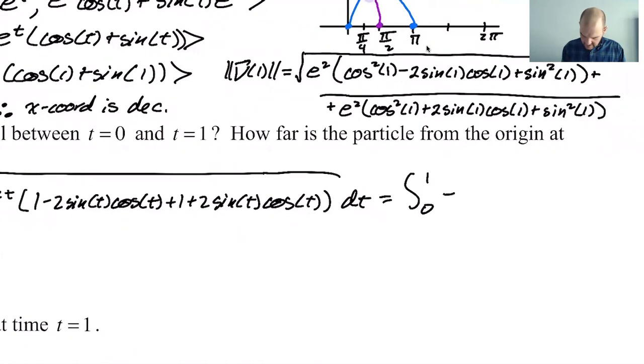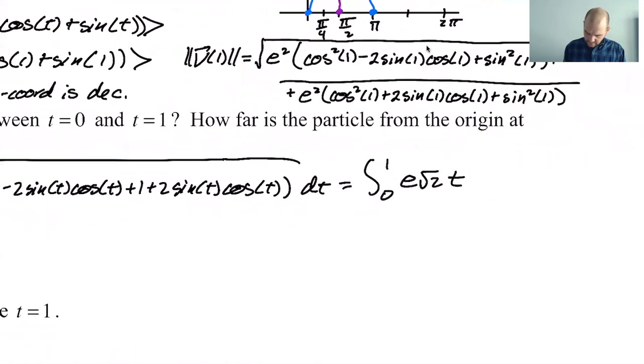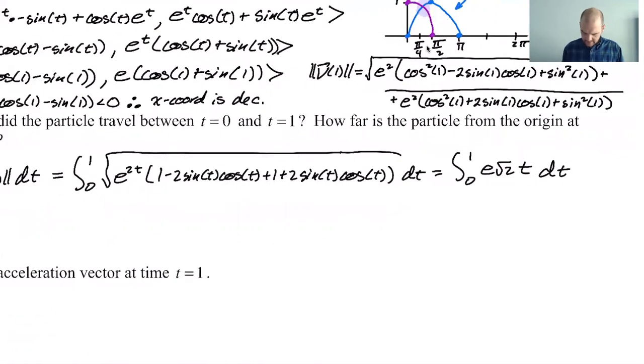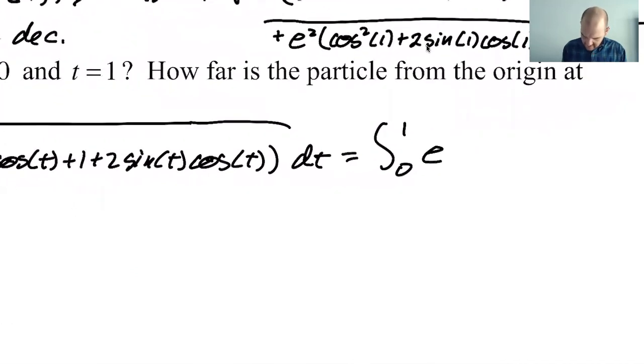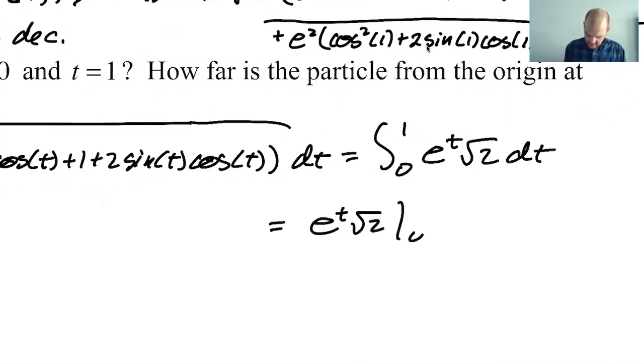So it's like e root 2 and then dt. Where's t come from? There's no t. E to the t. I got it. Hold on. So it's the square root of e to the 2t, which is e to the t. E to the t root 2 dt. So that's going to be e to the t root 2 from 0 to 1.